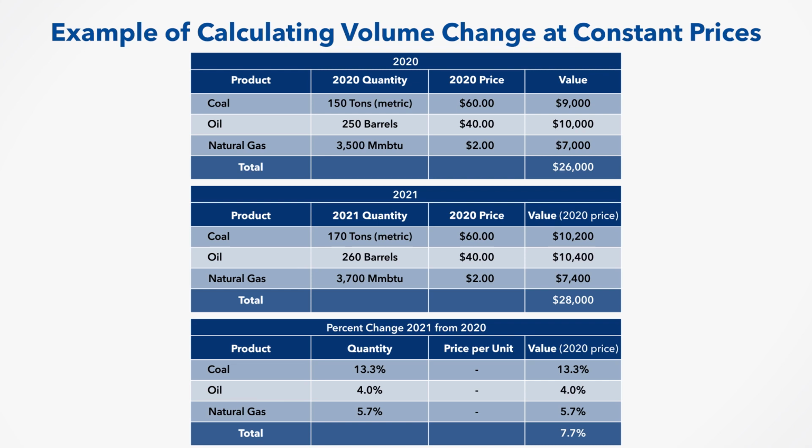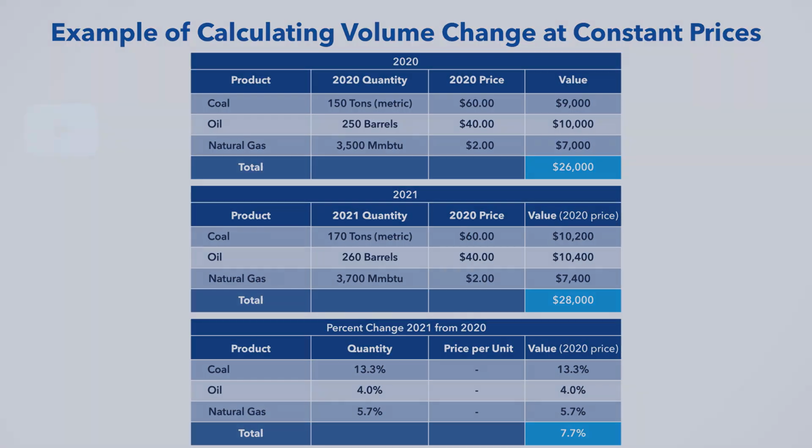This means that the changes in value shown in the last column of the bottom panel are no longer a mix of changes in quantities and changes in prices, but represent only changes in quantity. We can interpret the change in total value measured at 2020 prices, that is, the 7.7% increase from $26,000 to $28,000, as an aggregate measure of volume change for the 3 products.